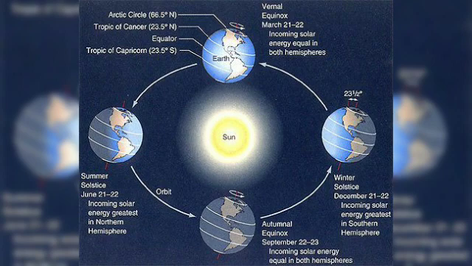Now, this is why there is no life on other planets, because they are very close to the sun. We are far away from the sun, that's why Earth is having life.